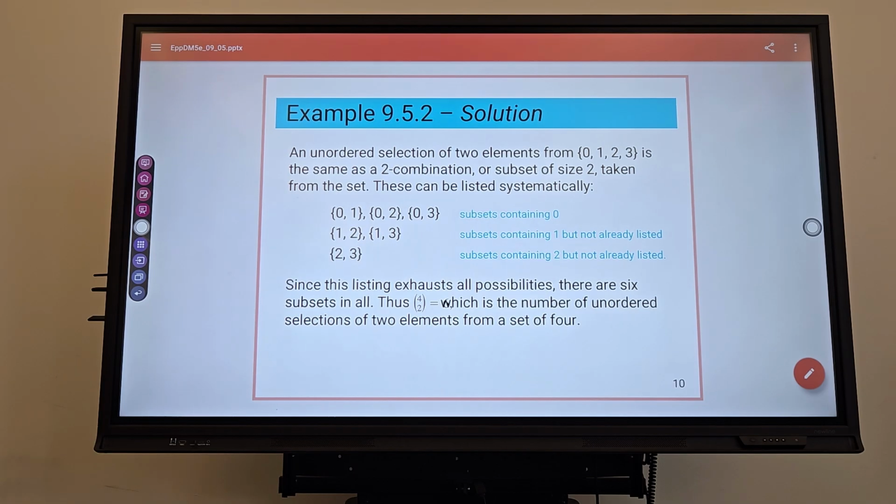This can be listed systematically this way. Since this listing exhausts all possibilities, there are 6 subsets in all. Thus, 4 choose 2 equals 6, which is the number of unordered selections of 2 elements from a set of 4.